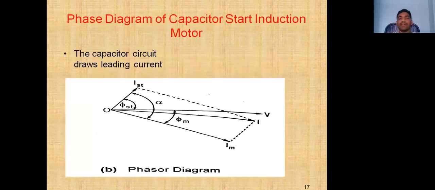Phasor diagram of the capacitor start induction motor. The capacitor current, that is the starting current, is a leading current, and the main winding current is a lagging current, and the resultant current is I.